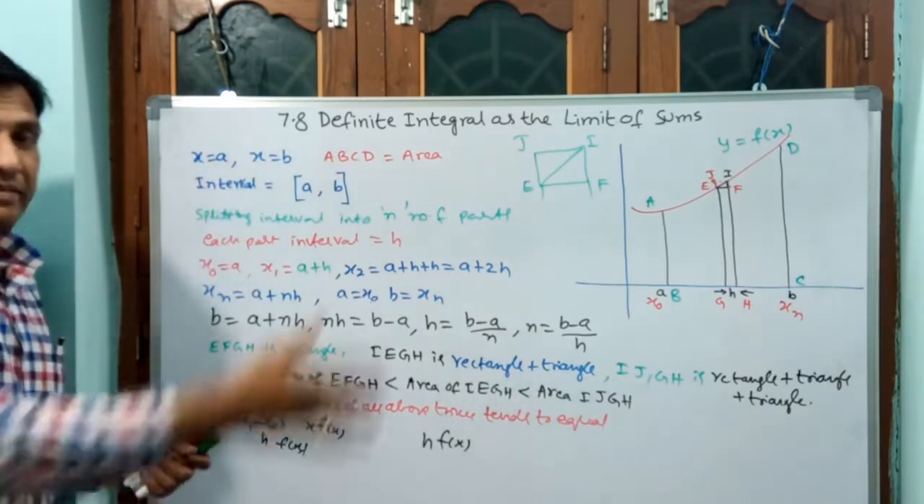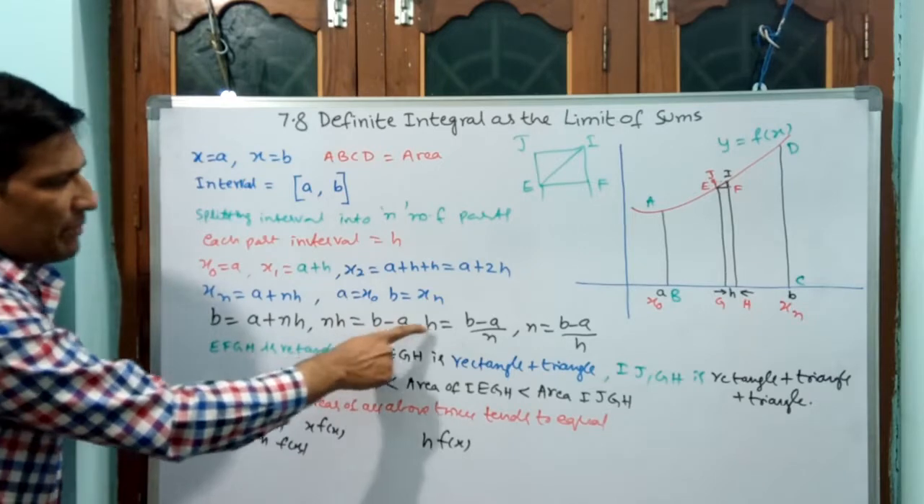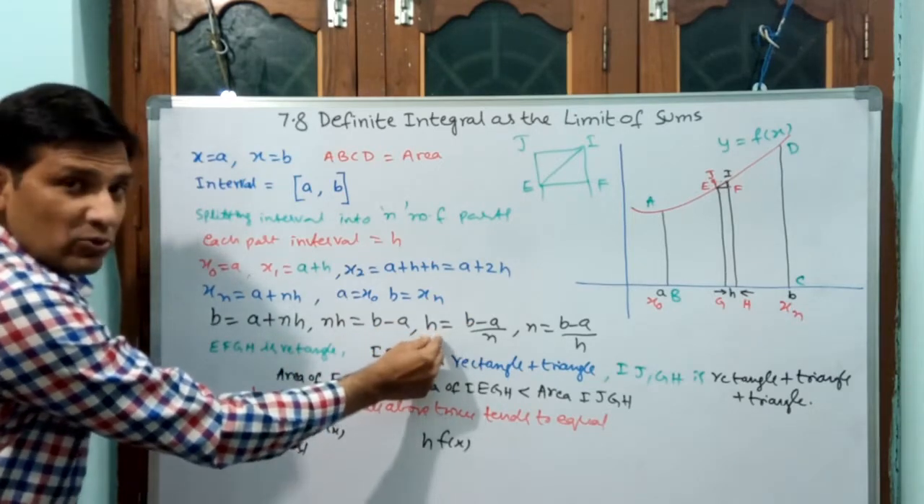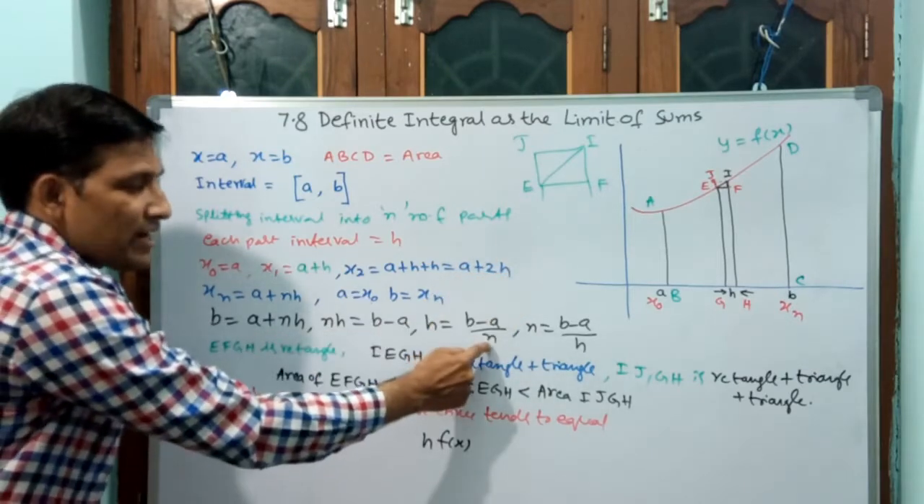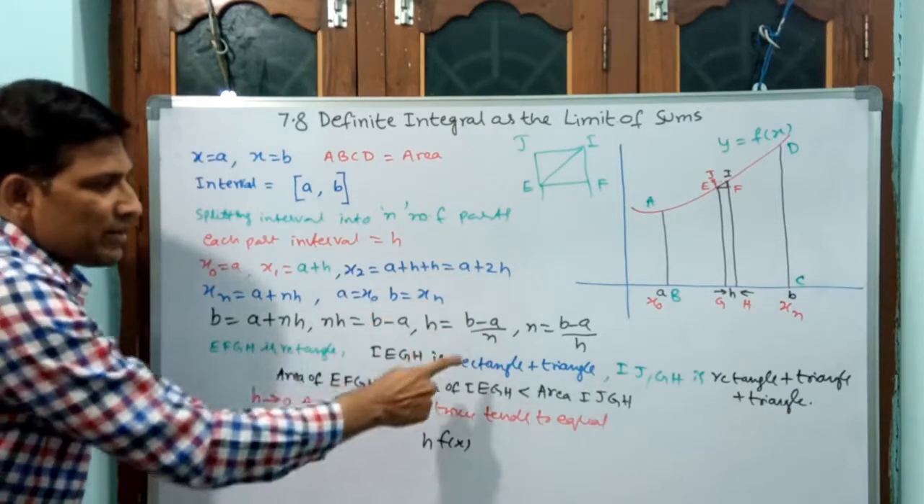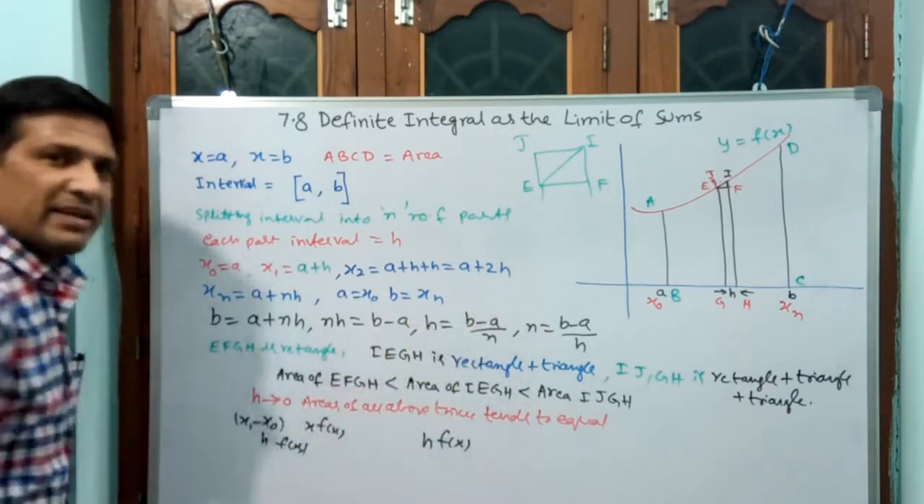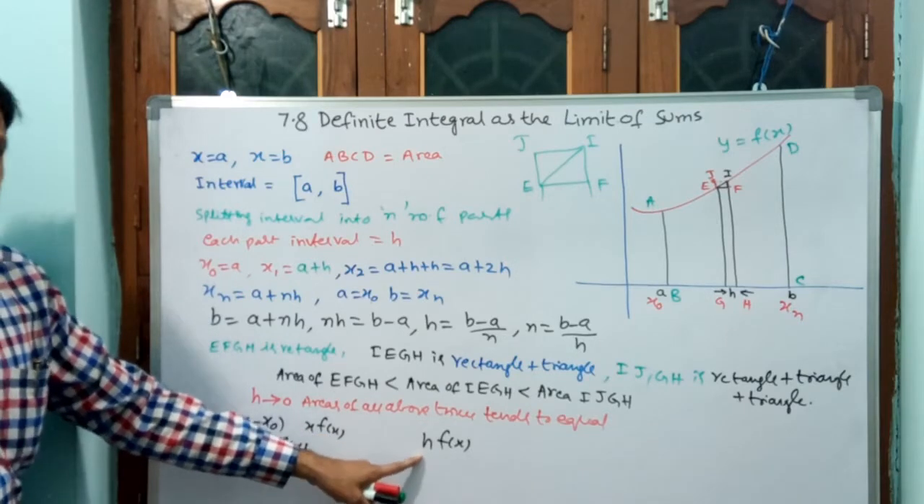Because you have split it into several parts, that is why b minus a divided by n has come. B minus a divided by n has come because of this interval, the number of parts you have made. Or else if it is only a single part, n is 1. If there is no division, then n is 1. If n is 1, automatically h will be b minus a, that's all. That means b minus a is h.